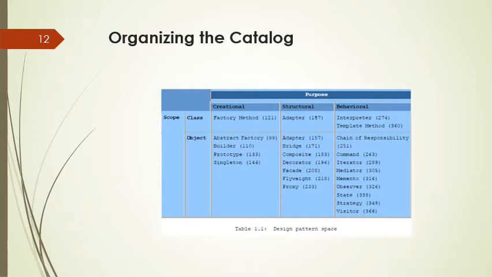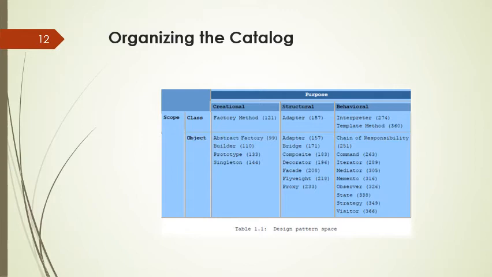So if you see here the creational patterns, you have 5 patterns: factory method, abstract factory, then you have builder, prototype, and singleton. Now, structural, you have adapter pattern, bridge, composite, decorator, facade, flyweight, and proxy. And then the behavioral, you have interpreter, template method, chain of responsibility, command, iterator, mediator, memento, observer, state, strategy, and visitor.